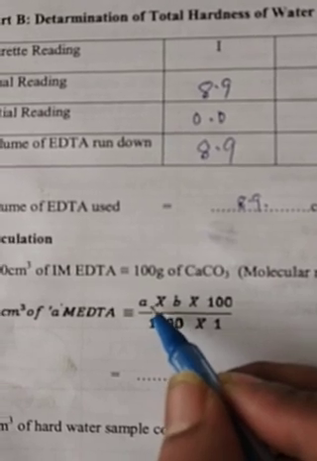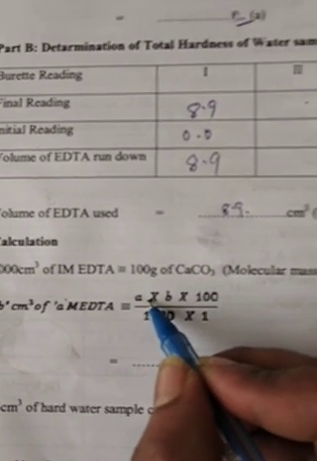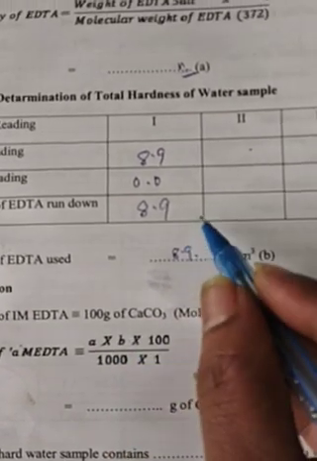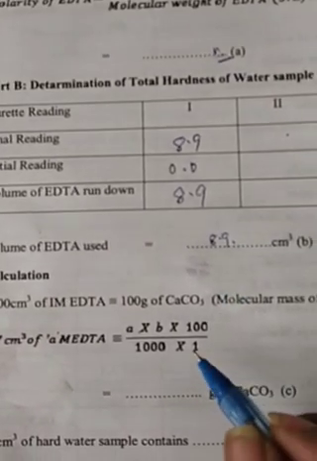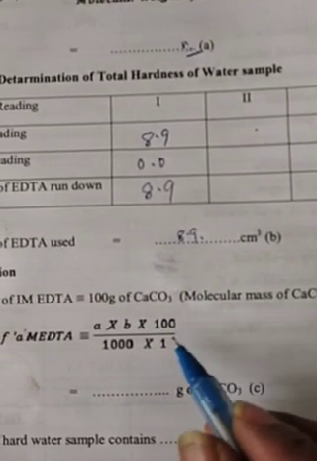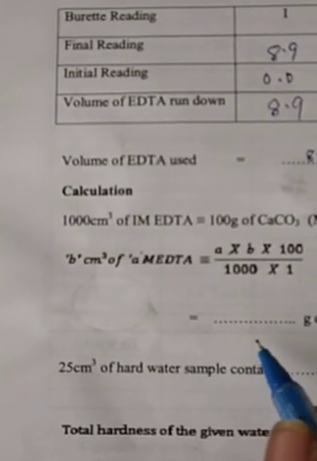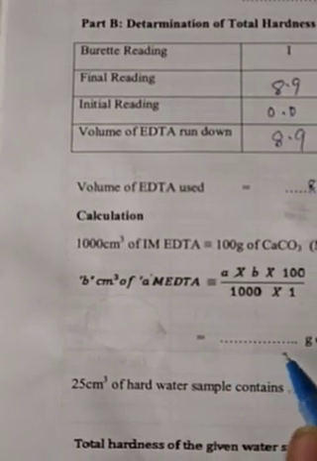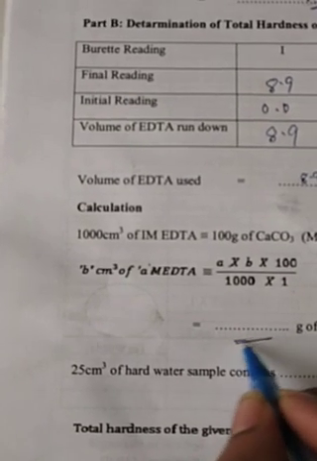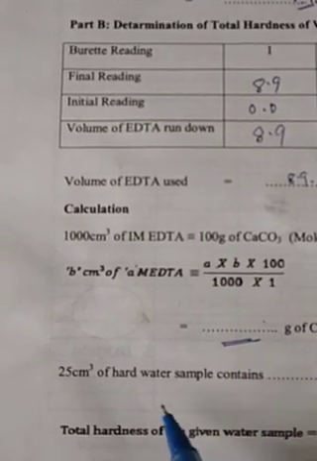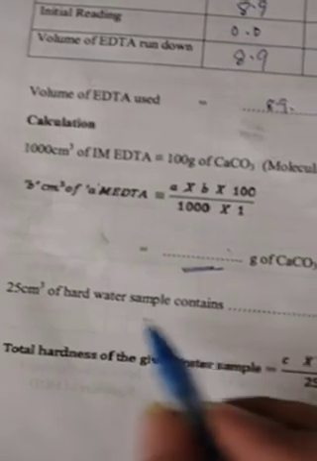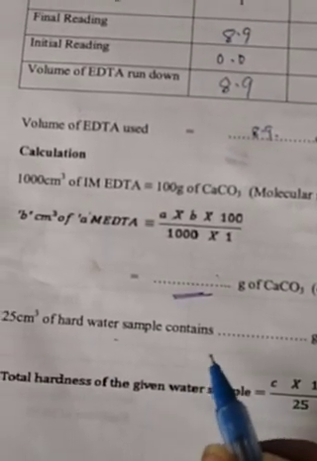Then take the molarity A into volume of EDTA run down B into 100 divided by 1000 into 1. We will get the answer. Whatever answer we get is the hardness of water in 25 cm cube.